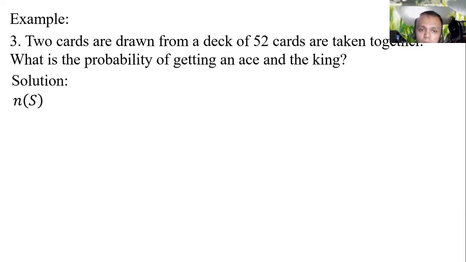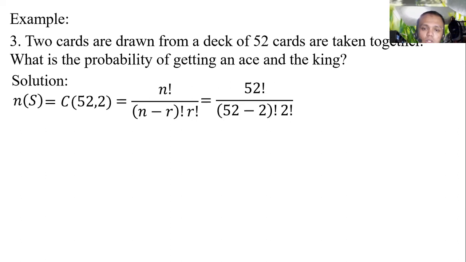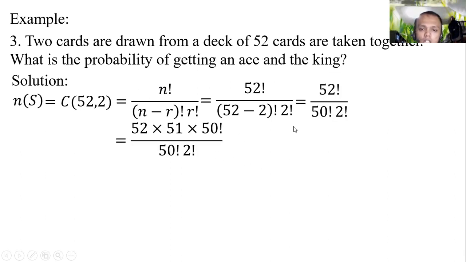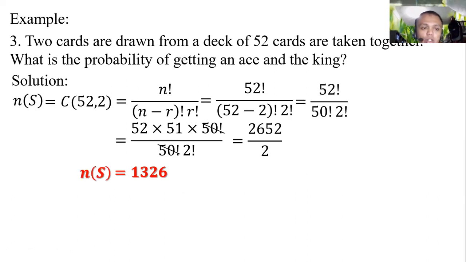Okay? First, let's find the sample space. We have here combination of 52 and 2. Substitute your n to 52, your r to 2. 52 minus 2, that is 50. So you have 52 factorial over 50 factorial times 2 factorial. Let's expand and cancel out the 50 factorial. Then we have 52 times 51. That would be equal to 2,652 divided by 2. That is equal to 1,326. Okay? That is for our sample space. Next.